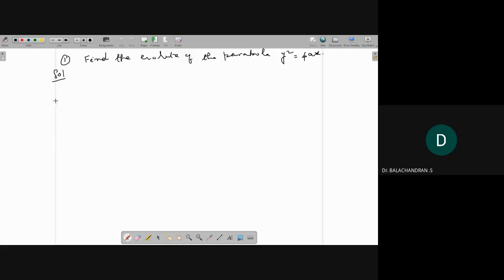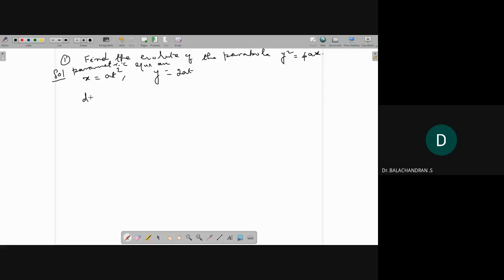So what is the parametric form of the parabola? X is equal to at square and y equal to 2at. So this is the parametric equation. Parametric equations, you should write here: x is equal to at square and y equal to 2at.